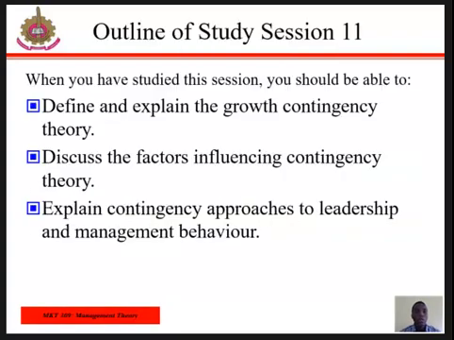Outline of study section 11. When you have studied this section, you should be able to: 1. Define and explain the growth of contingency theory. 2. Discuss the factors influencing contingency theory. 3. Explain contingency approaches to leadership and management behavior.